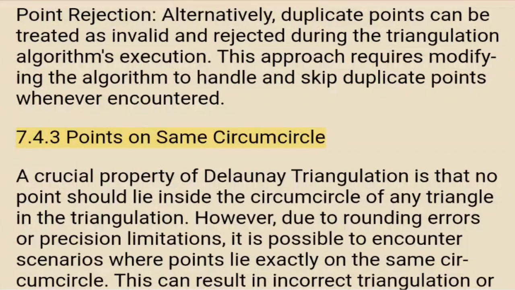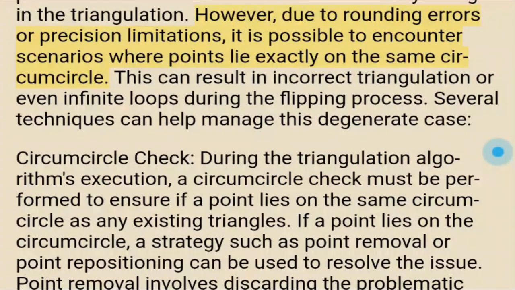7.4.3 Points on same circumcircle. A crucial property of Delaunay triangulation is that no point should lie inside the circumcircle of any triangle in the triangulation. However, due to rounding errors or precision limitations, it is possible to encounter scenarios where points lie exactly on the same circumcircle. This can result in incorrect triangulation or even infinite loops during the flipping process. Several techniques can help manage this degenerate case.